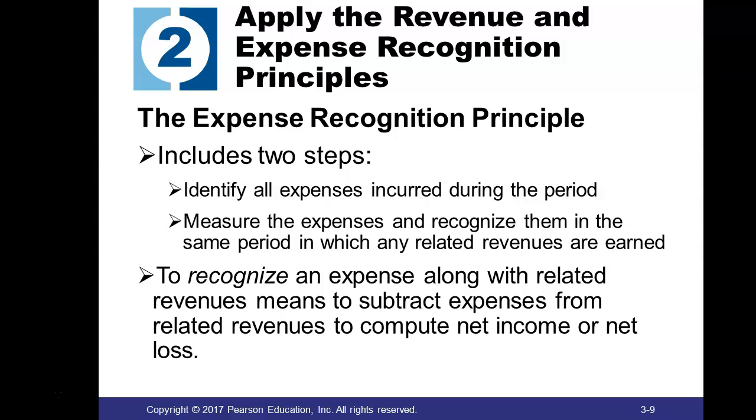So we're matching revenues and expenses, matching them together. I have incurred some expenses, and these expenses allow me to earn this revenue, and we're going to put them together, or record them in the same period, to match those revenues with the expenses that we've incurred during that period.